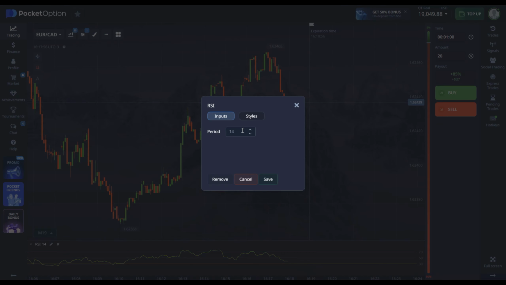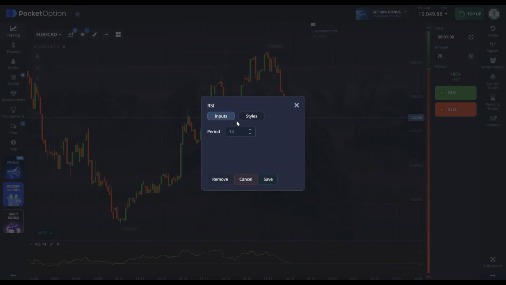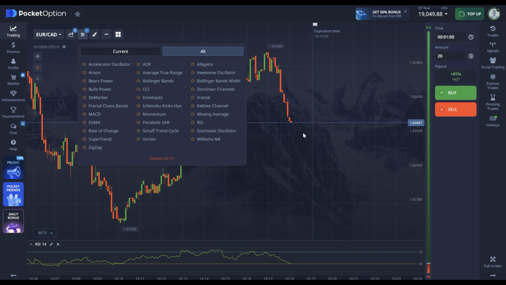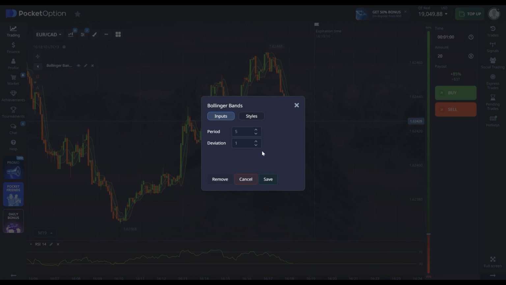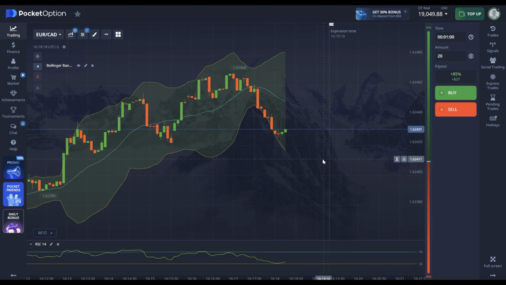You can change its settings as needed, remove the 50 level, keep both the 70 and 30 levels, and leave the period set at 14, then add it to the chart. Additionally, we also need to include the Bollinger Bands indicator as well. Go into the settings, then change the period to 20 and set the deviation to 2.3. We add it to the chart and now we wait.